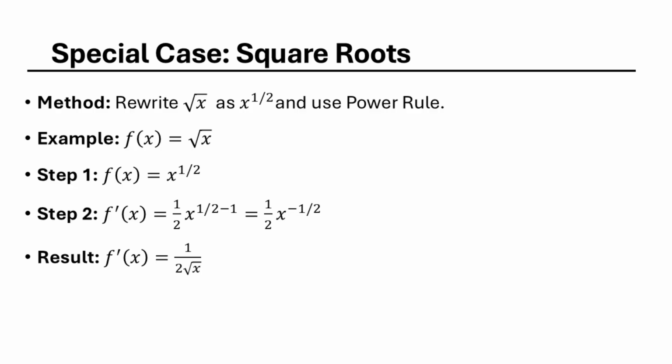Many students get stuck on square roots, but they are just hidden powers. The square root of x is the same as x to the power of 1 divided by 2. Once you rewrite it this way, you can use the power rule. If f of x equals x to the power of 1 divided by 2, then f prime of x equals 1 divided by 2 times x to the power of negative 1 divided by 2. To make this look cleaner, remember that a negative exponent moves the term to the denominator. So, f prime of x equals 1 divided by 2 times the square root of x. This transformation is a vital skill for simplifying your work.